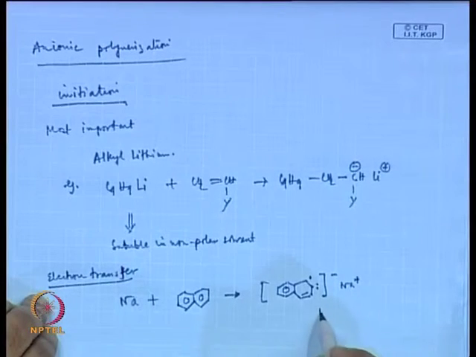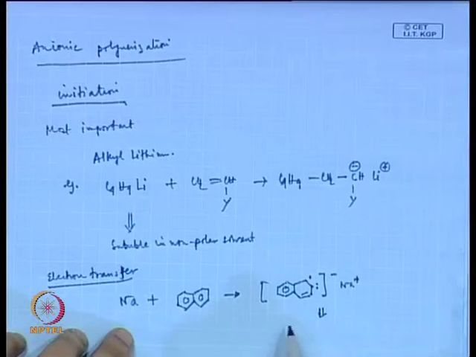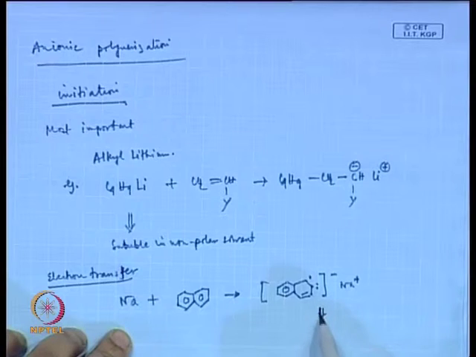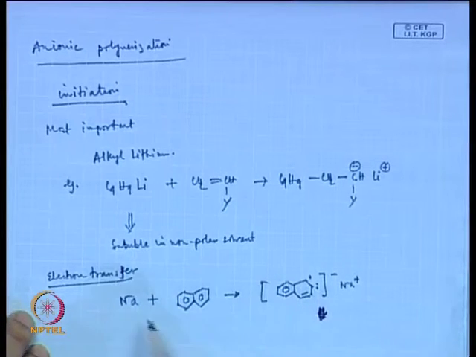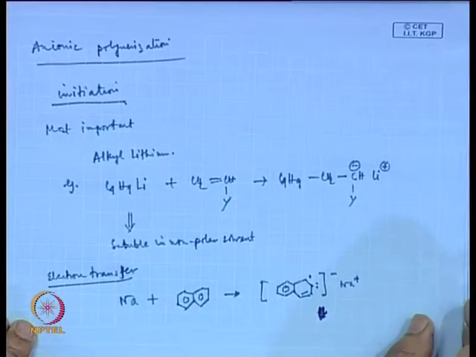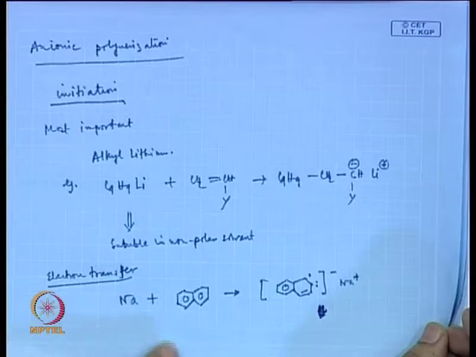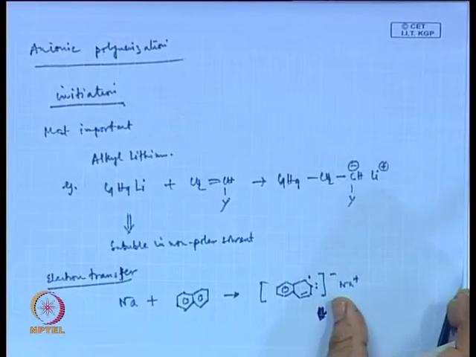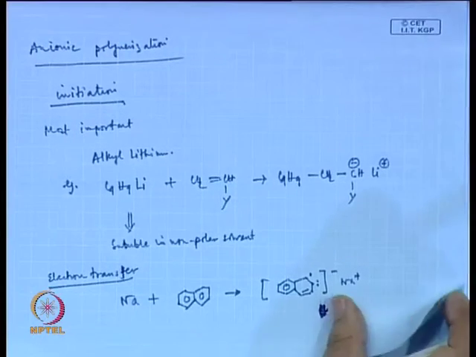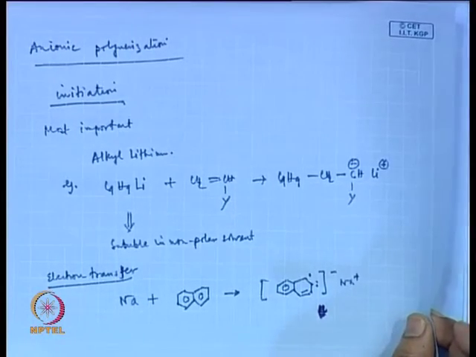Now, this can react with one more of the same molecules. Okay, this is another possibility where sodium can react with naphthalene by electron transfer. You can generate an anionic species which can react with the monomer to initiate the chains.